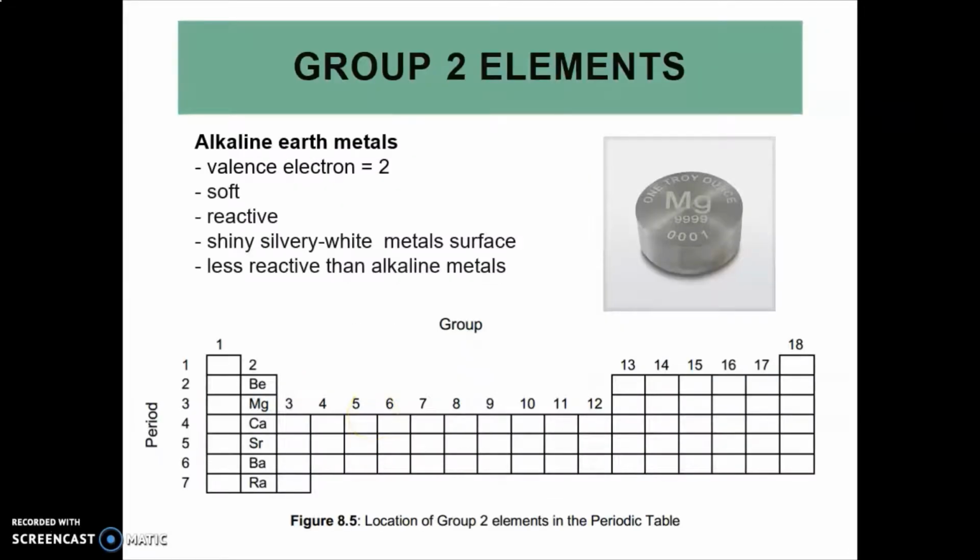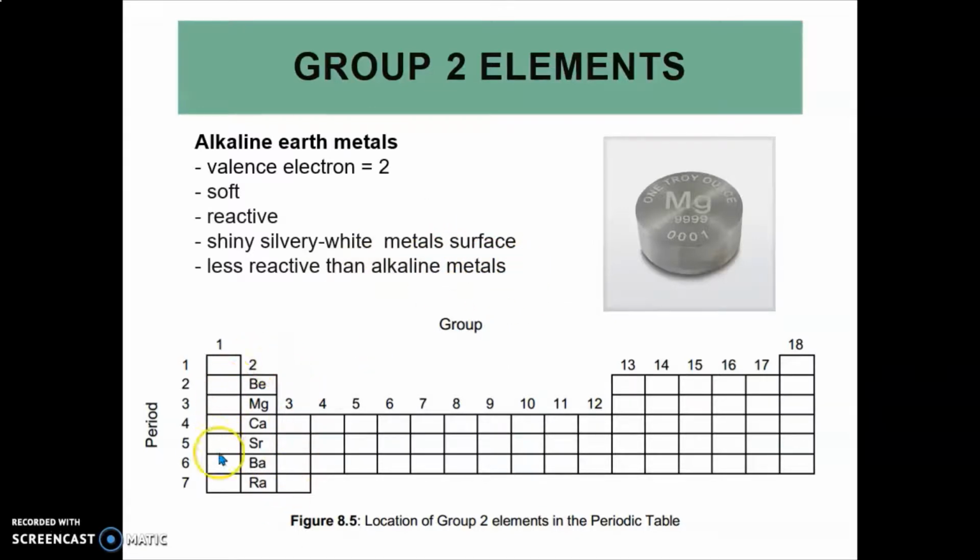Now we move to group 2 elements. Group 2 elements are also known as alkaline earth metals, with two valence electrons. The elements are soft, reactive, and have a shiny, silvery white metal surface. Group 2 elements are less reactive than group 1 elements or alkaline metals.